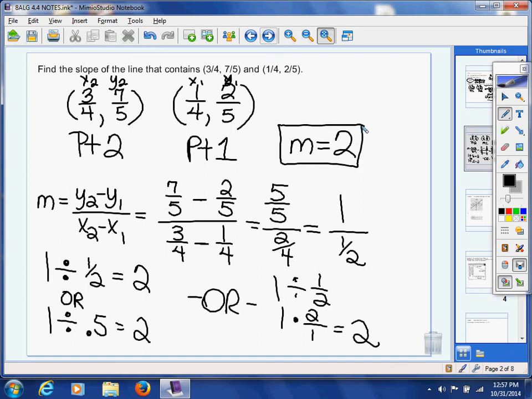Okay? So that's how you calculate slope using the slope formula. So remember, point 1, point 2, you pick which one you want to be point 1 and which one you want to be point 2, and then plug into your formula and solve.